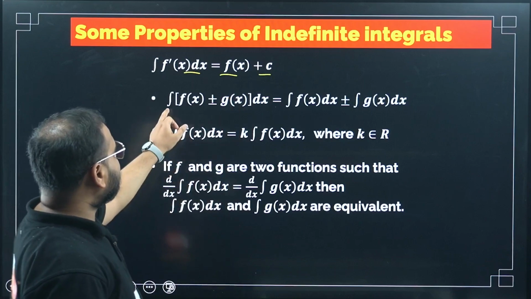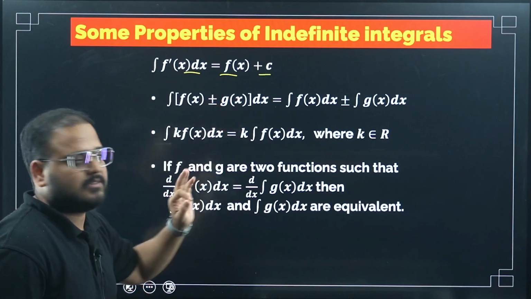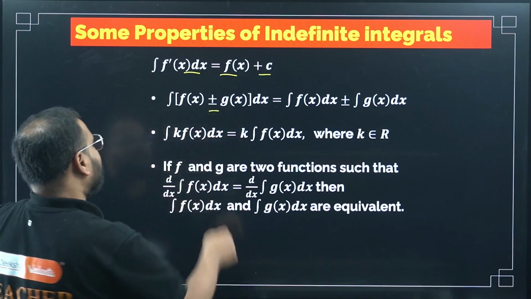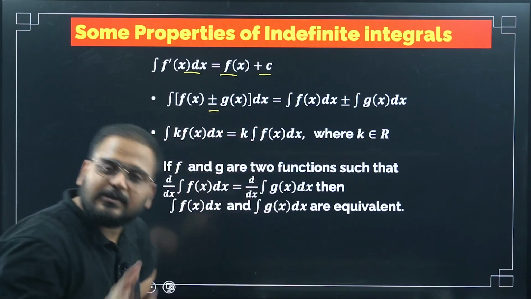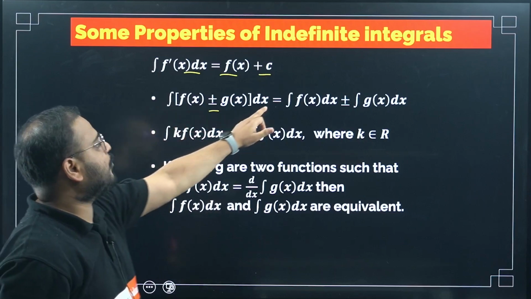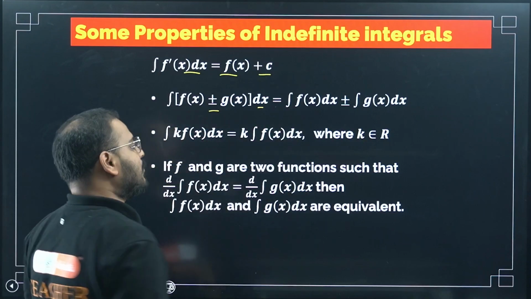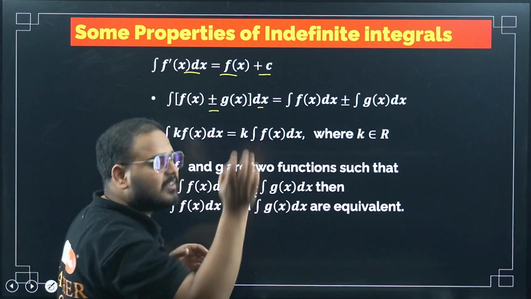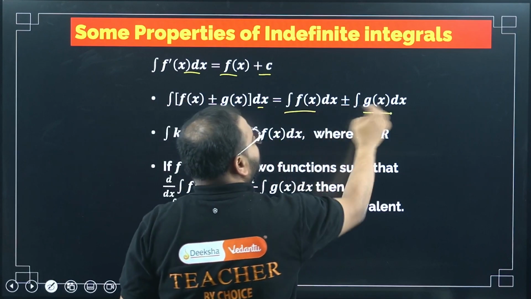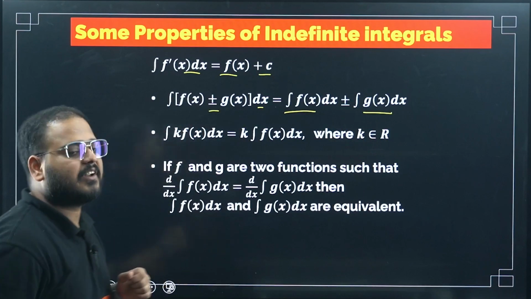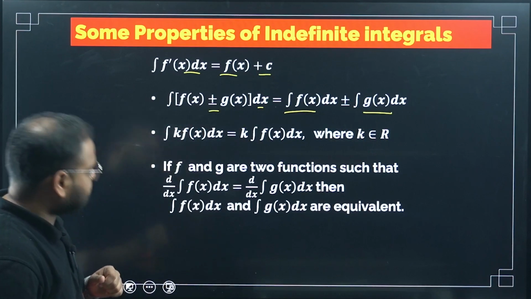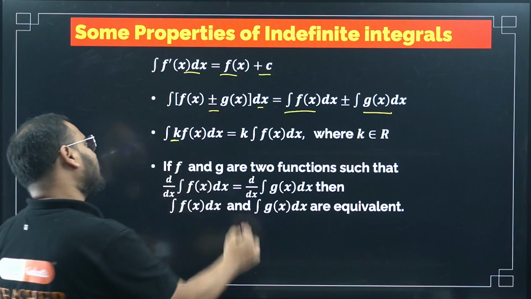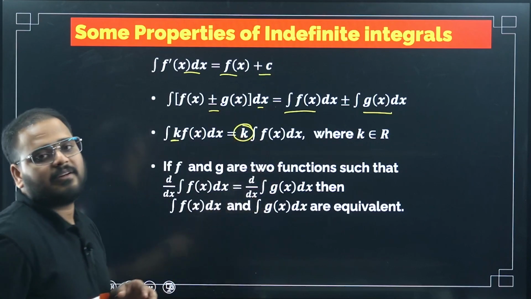Now if I have integration over addition or subtraction of two different functions, function 1 and function 2 added or subtracted, and I am integrating that with respect to x, I can do it individually and add also. Whether you add or subtract and then integrate, you get the same result as first integrating both the functions and then adding. First integrate and then add. If I have a constant multiplied to the function, I can take the constant outside and then integrate it. We'll have the same result.